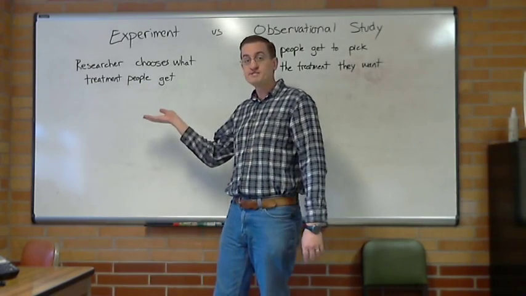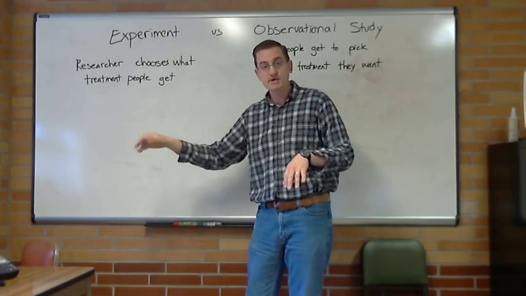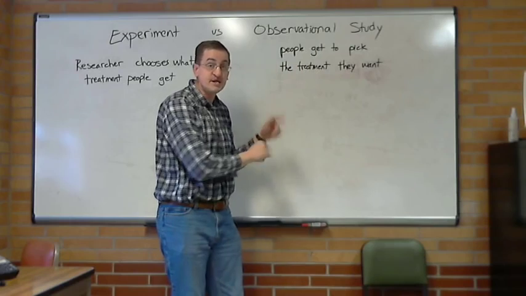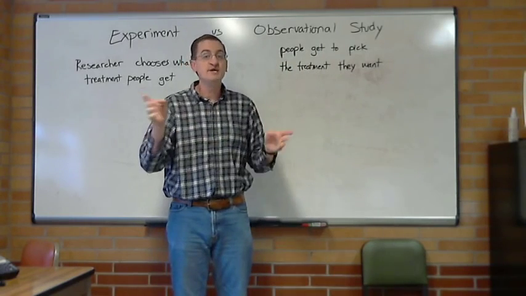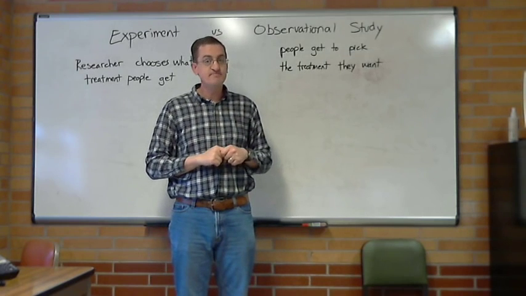So an experiment would say we get 100 people and we divide them up and we say, you guys run with the bracelet, you guys run without the bracelet. That's an experiment. Observational study, we would say, everybody go race, and we would mark, hey, those are the people that are wearing the magnetic bracelet. And then we could compare them.